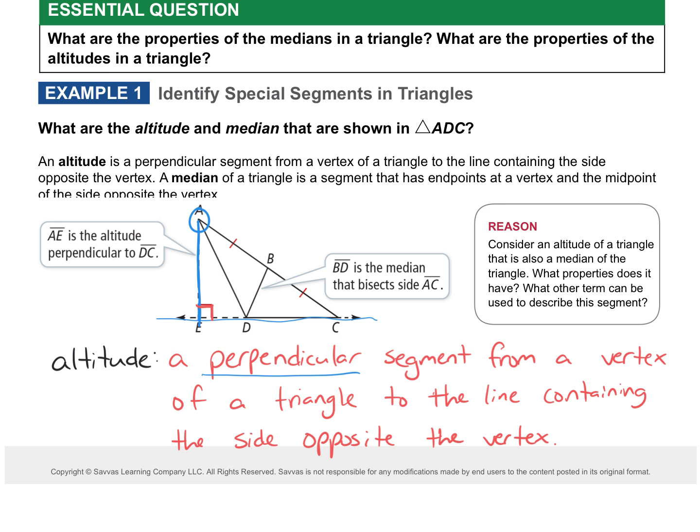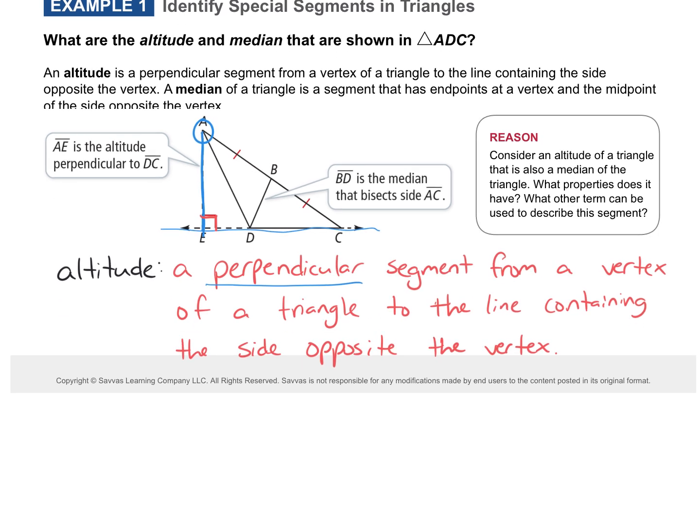What is the difference between an altitude and a perpendicular bisector? What do they have in common? They're perpendicular, the right angle. What do they not have in common? Altitude doesn't have a bisector. Altitude does not bisect a side. All it has is from a vertex to another side creating a right angle. A perpendicular bisector does not have to be from a vertex. Questions about altitude? You're just looking for that right angle.